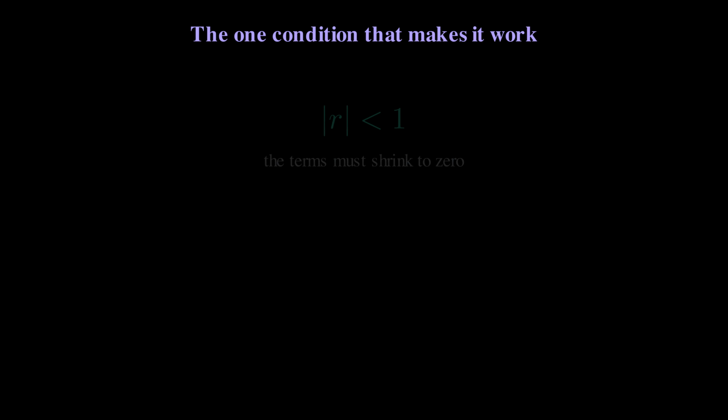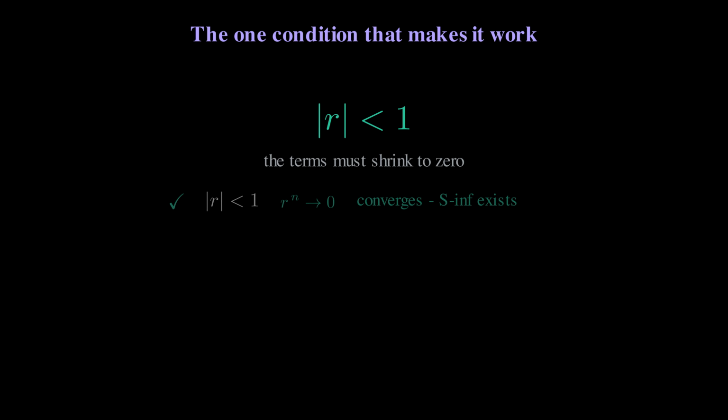But that derivation only worked because r to the n died away. And that needs one thing: the absolute value of r strictly less than 1. This little inequality is the whole ball game. So let's see what happens on either side of it. If the absolute value of r is less than 1, r to the n heads to 0. The series converges, and the sum exists.